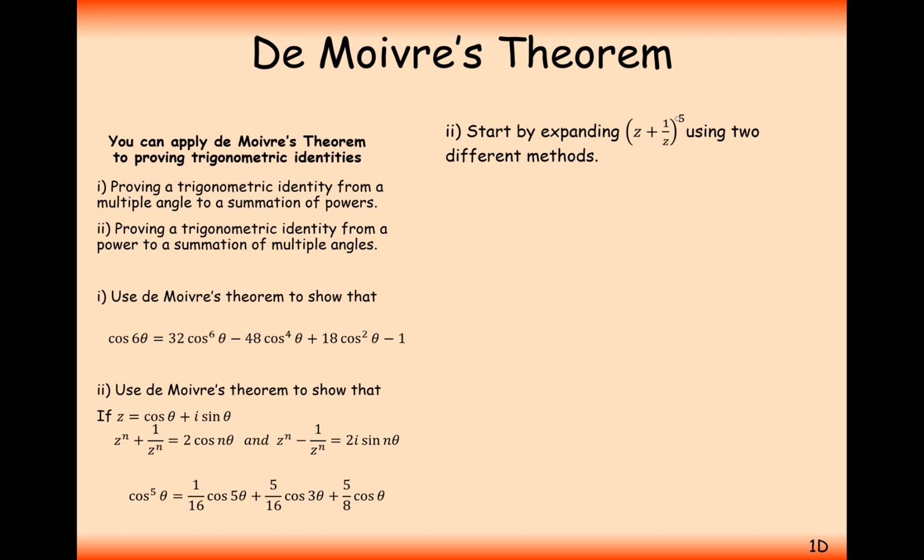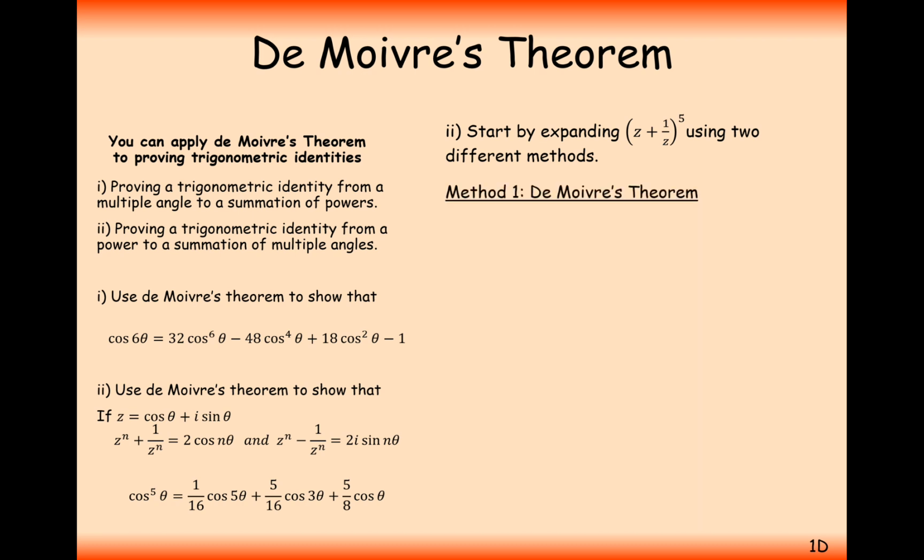We've chosen to do a power of 5 because there's a power of 5 on the cos here, and we've chosen to use z plus 1 over z because it's cos, and that thing inside the brackets is equal to 2 cos theta. If it was sine to the power of 5 theta, I would be expanding z minus 1 over z to the power of 5.